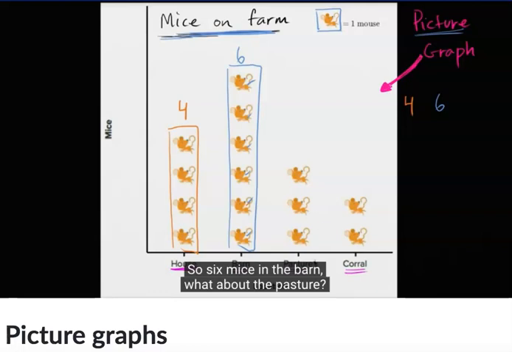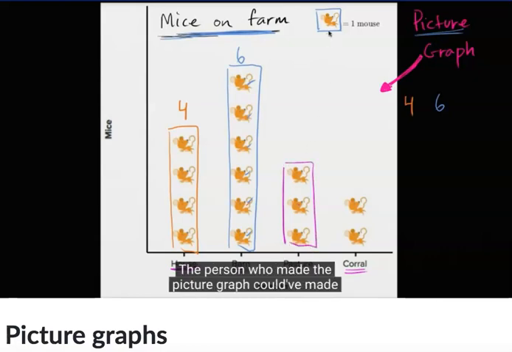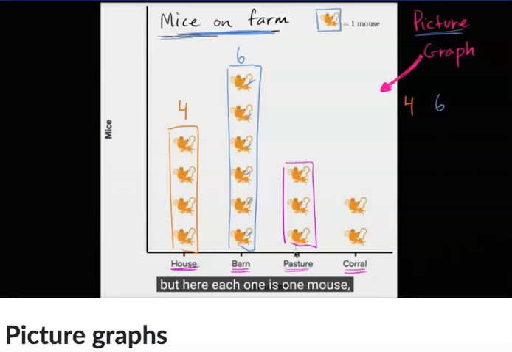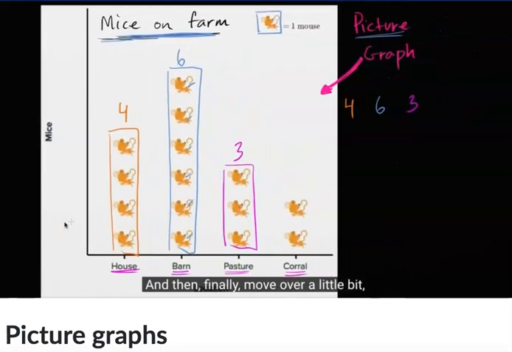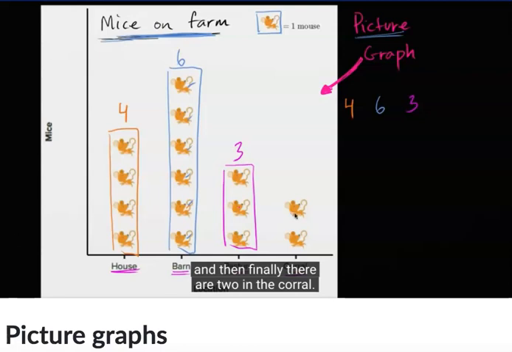What about the pasture? Well, we see that there's 3 mice there. That's because each of these pictures is one mouse. The person who made the picture graph could have made each of those pictures a different number of mice, but here each one is one mouse. So there's 3 in the pasture. And then finally, let me move over a little bit. And then finally, there are 2 in the corral.